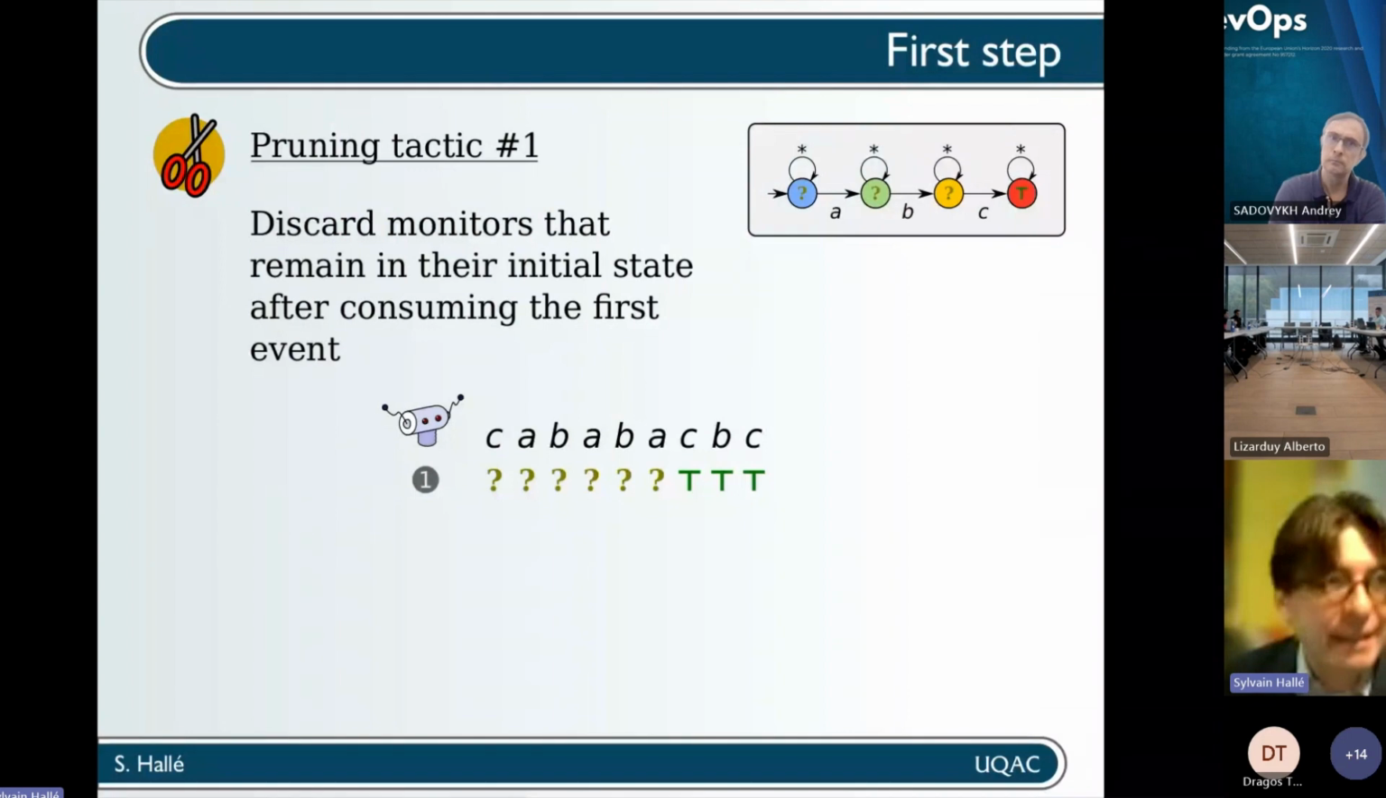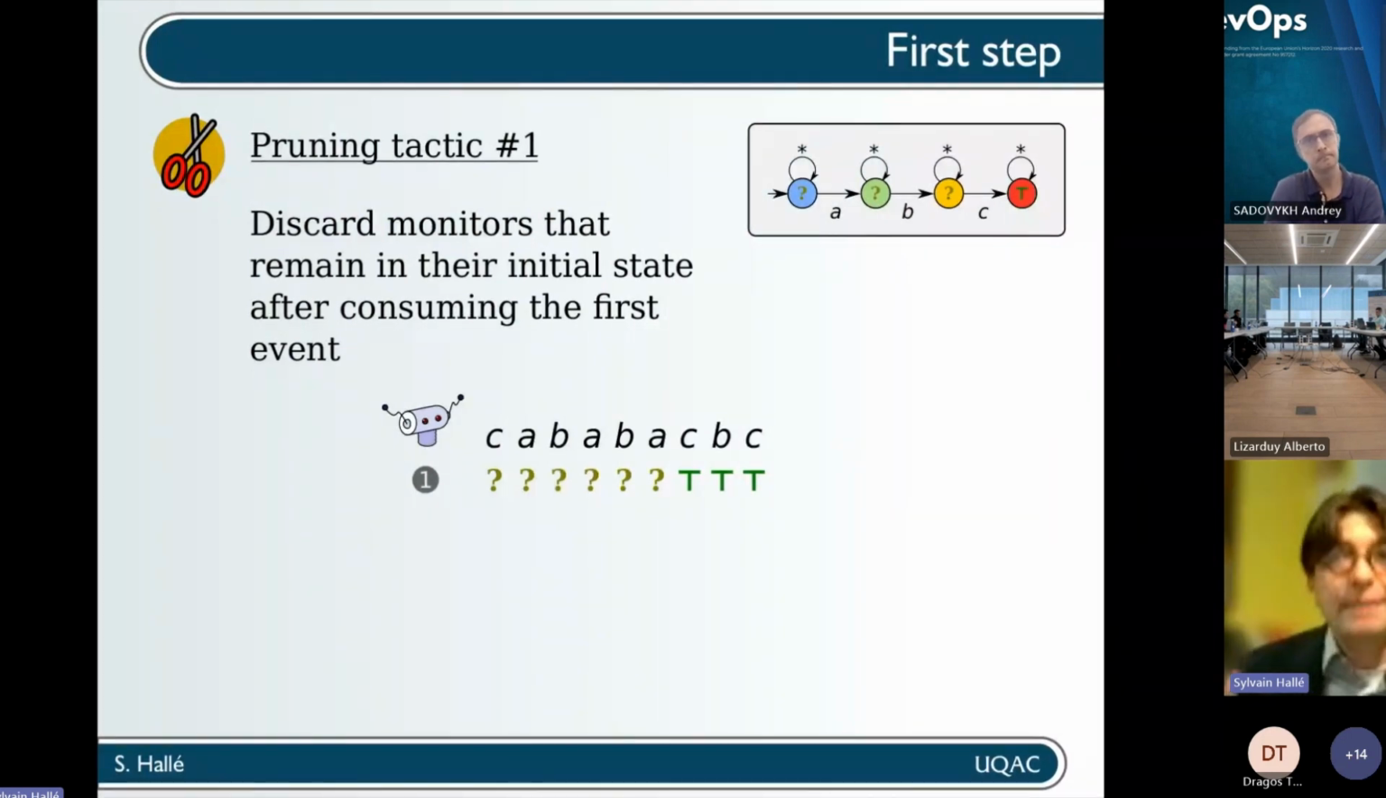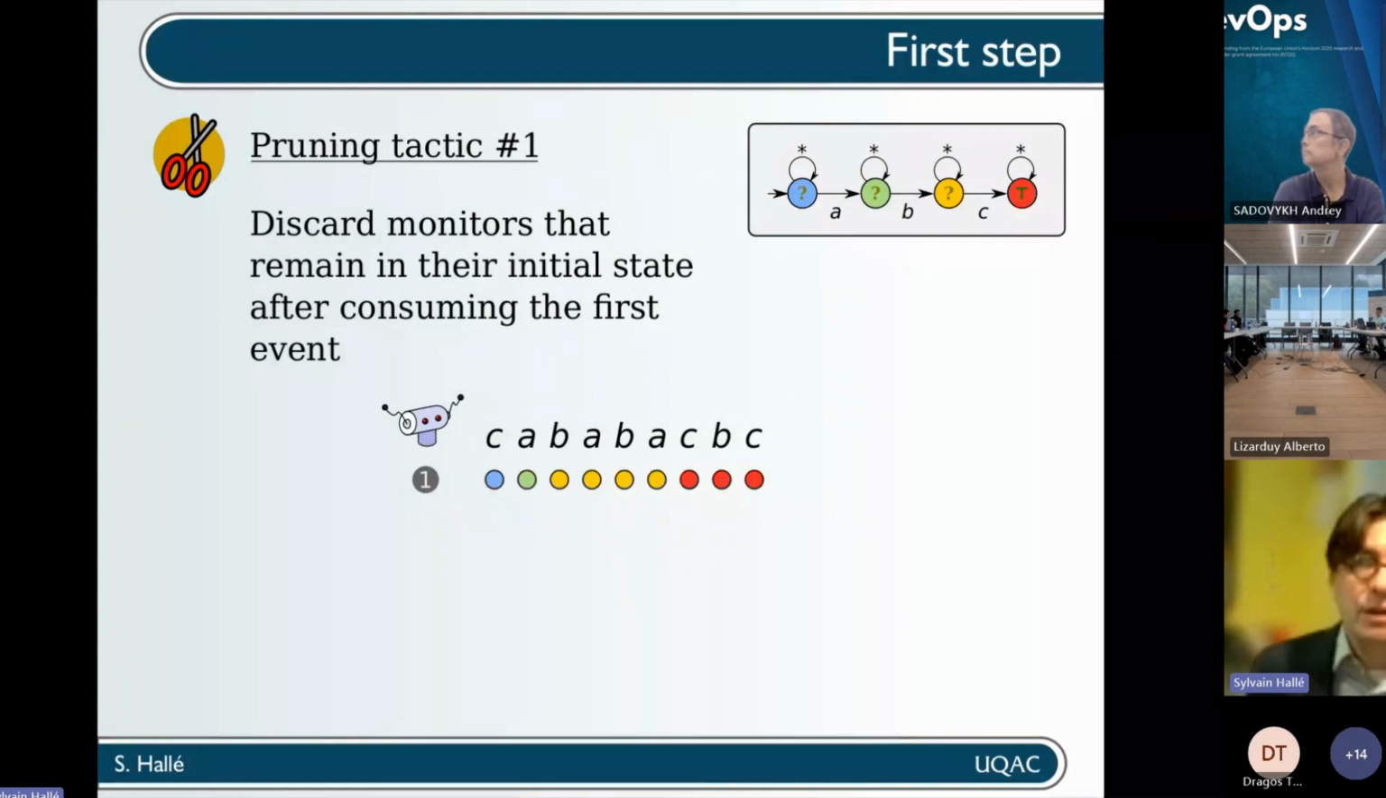The first pruning tactic that we define is simply to discard monitors that remain in their initial state after consuming the first event. You have an example here on the slide where you have the first monitor instance with the sequence of verdicts that it produces. Now, if we replace the verdicts by the actual state in which the monitor is after reading each of these events, we get this picture here.